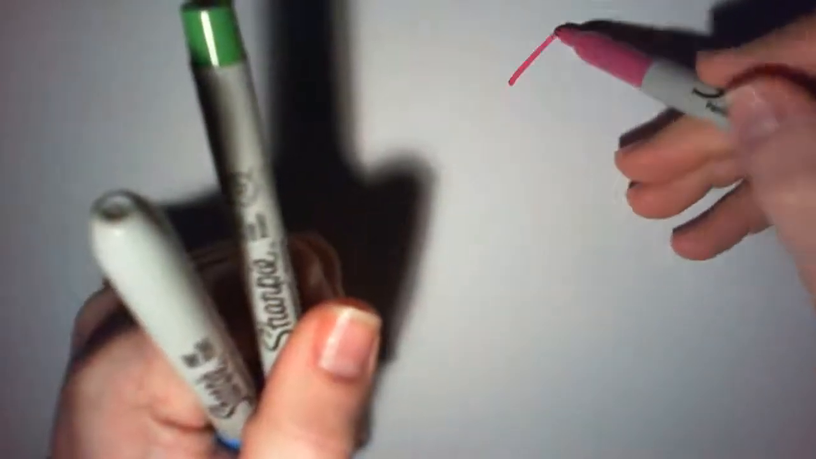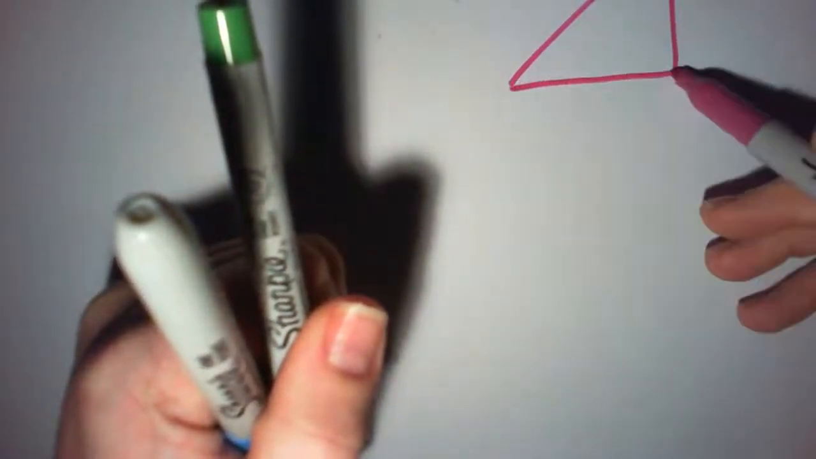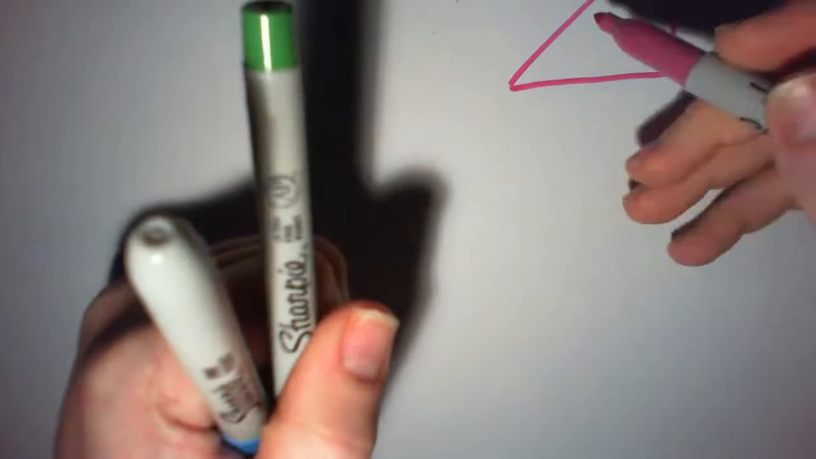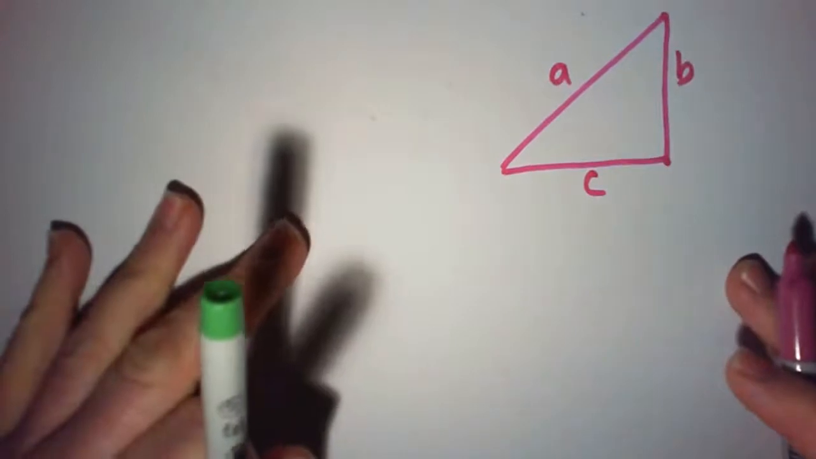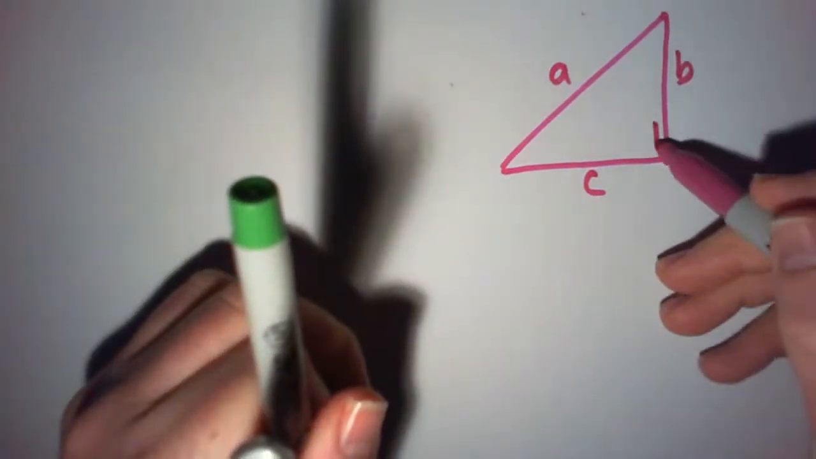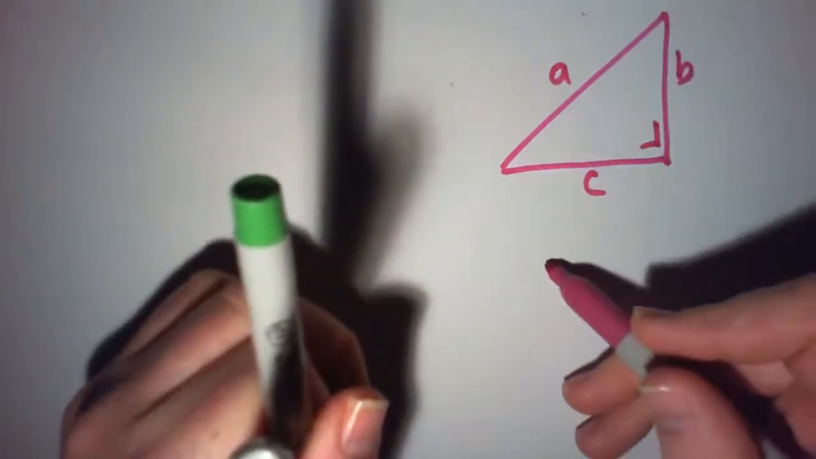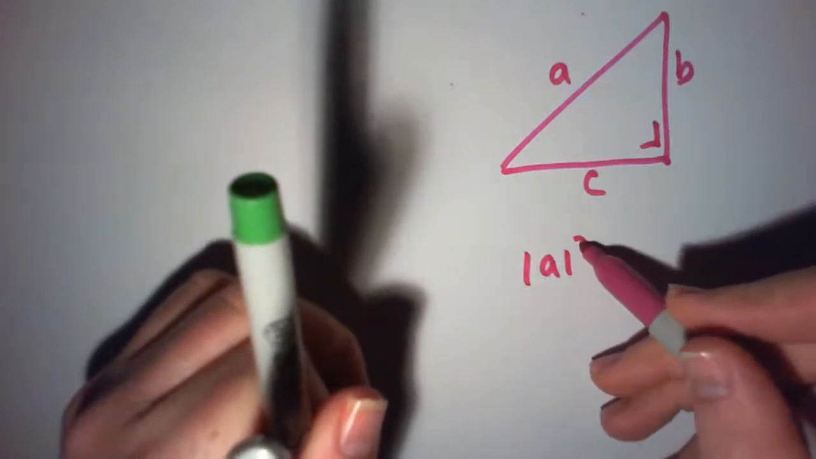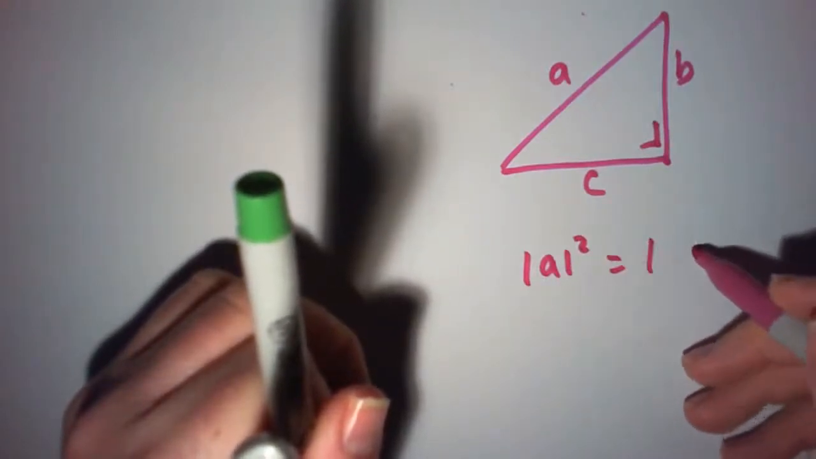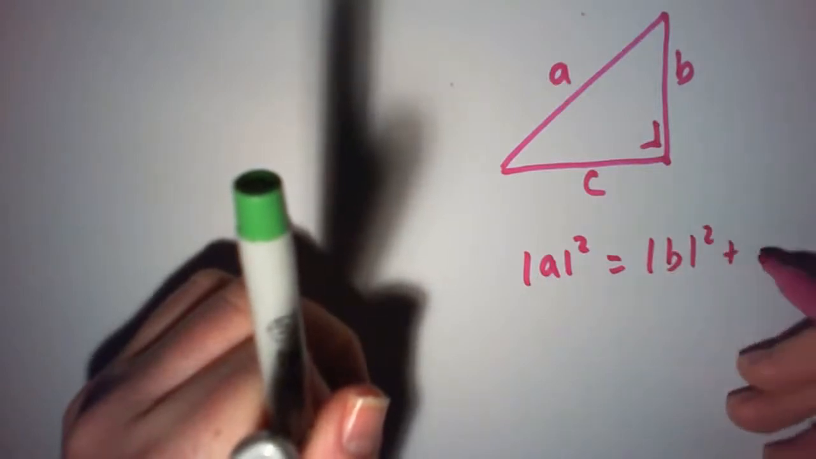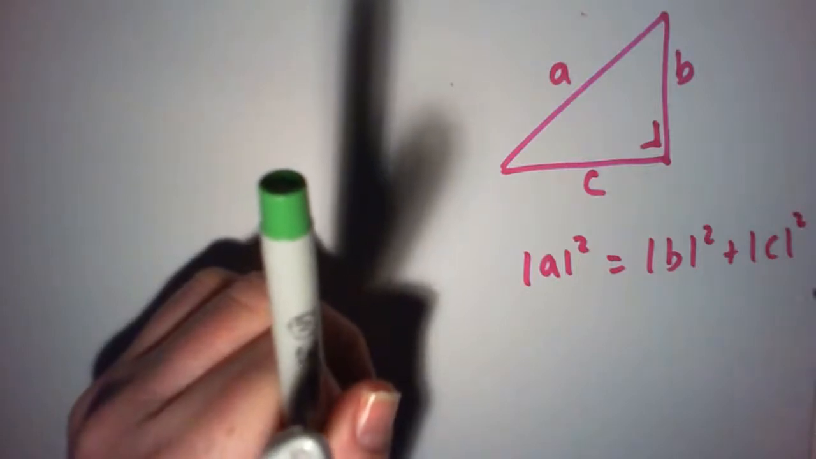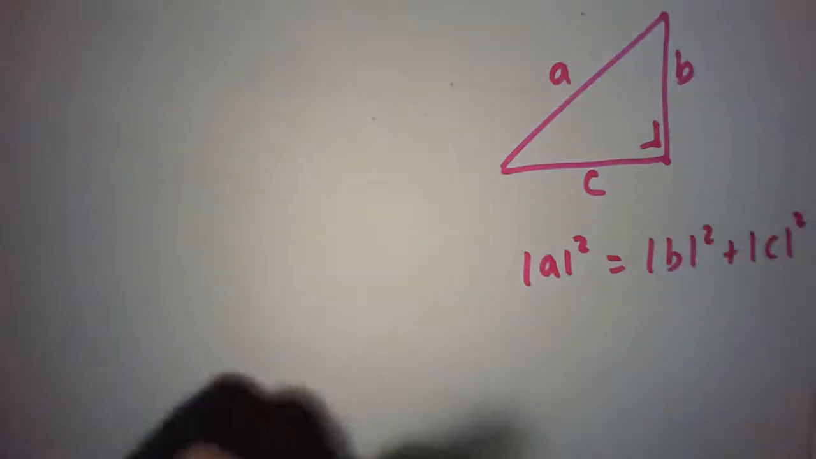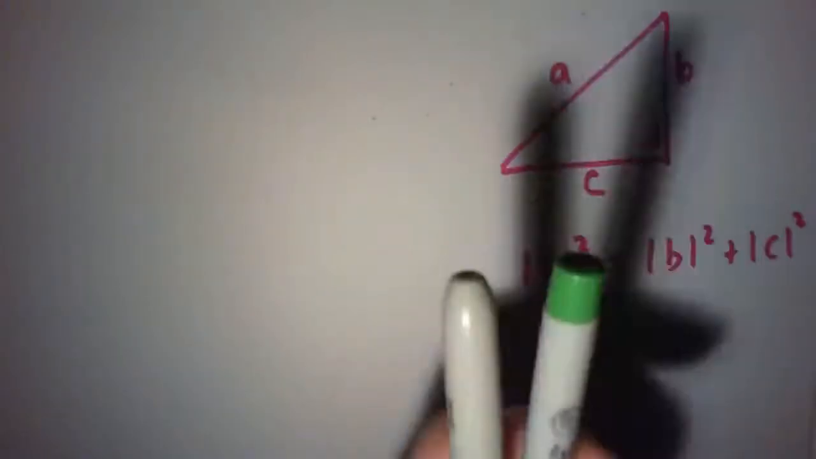Okay, so in a right angle triangle, A, B, and C. If A is the longest side, then the length of A squared is equal to the length of B squared plus the length of C squared. Okay? And you can rearrange that to find any of the other two using square roots and stuff like that. So that's Pythagoras' theorem. Okay?